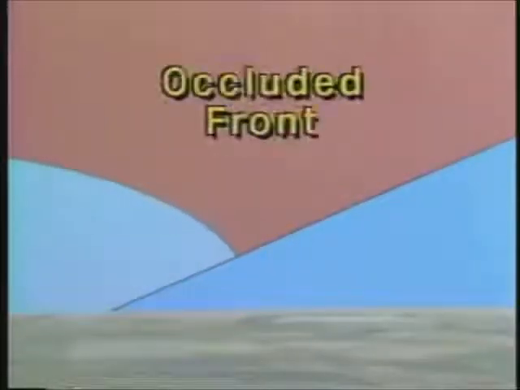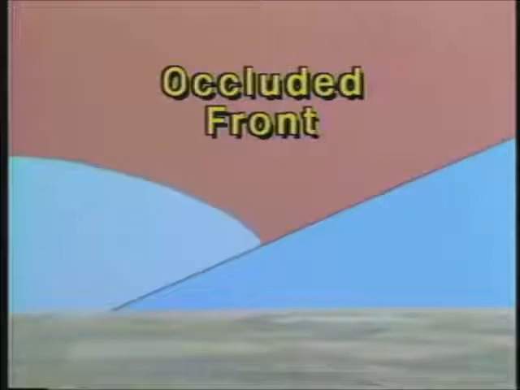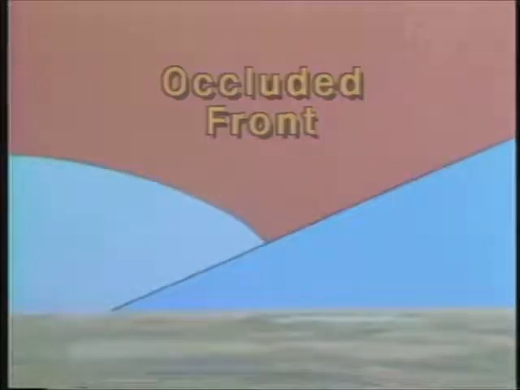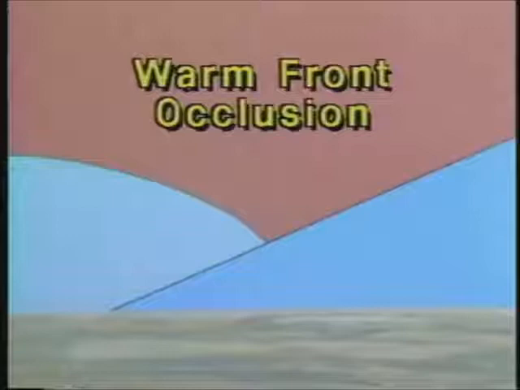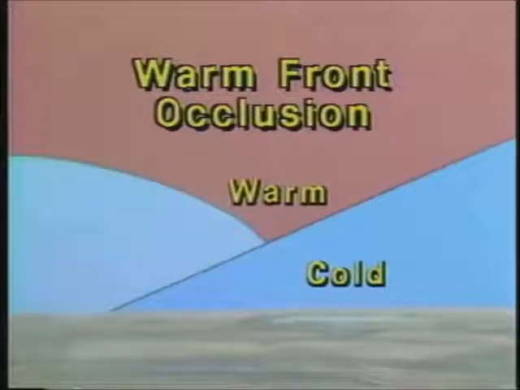One of the most complicated frontal systems is the occluded front. In this case, a fast-moving cold front is overtaking a slower-moving warm front. There are two types of occluded fronts. The one shown here is a warm front occlusion, because the air ahead of the warm front is colder than the overtaking cool air mass. Of the two types of occlusions, this one produces the more severe weather.